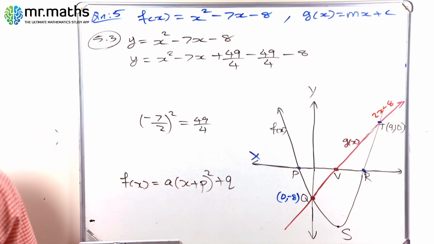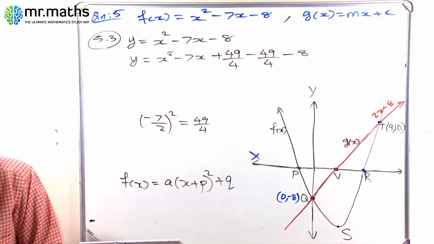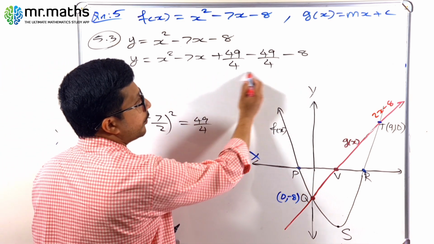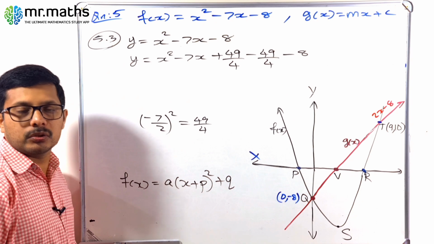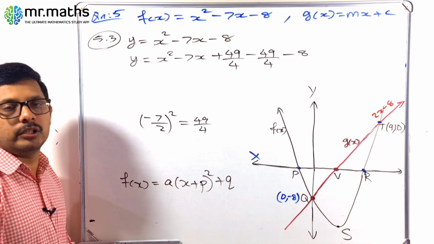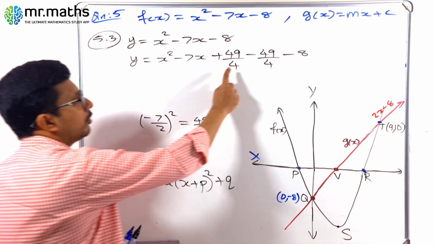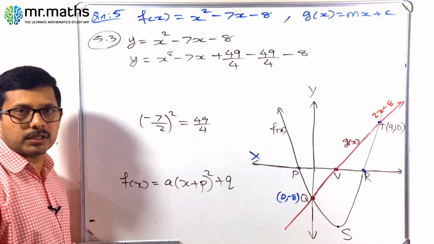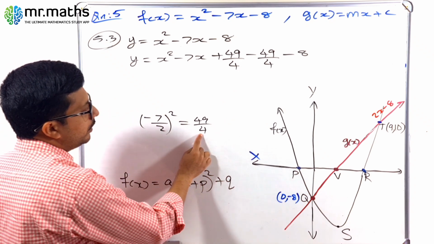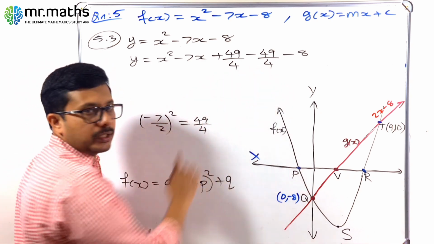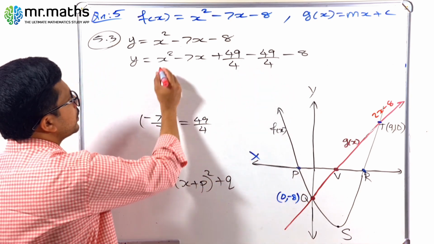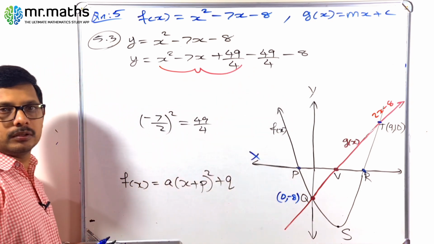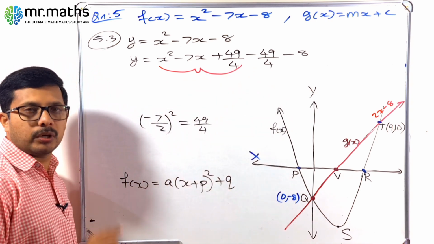Can you see that I added and subtracted the same quantity, so it won't make any difference in the equation? Because you know that this one minus this one is 0, so actually there is no difference. Now what are the first three terms? These three terms are a perfect square expansion.